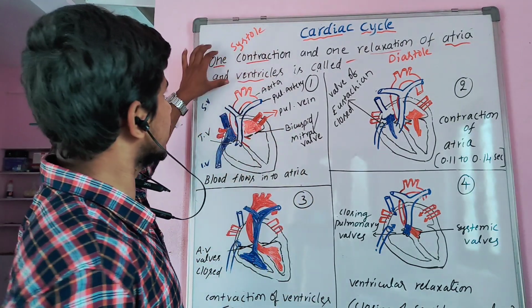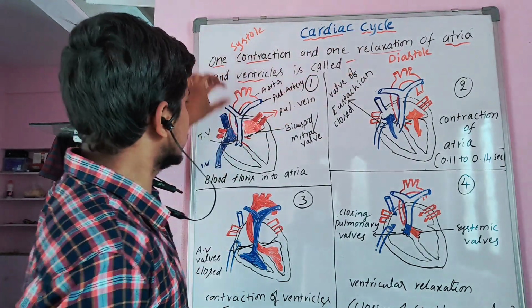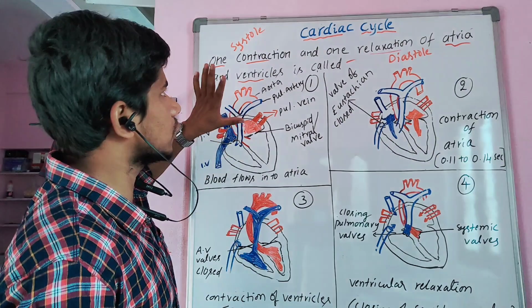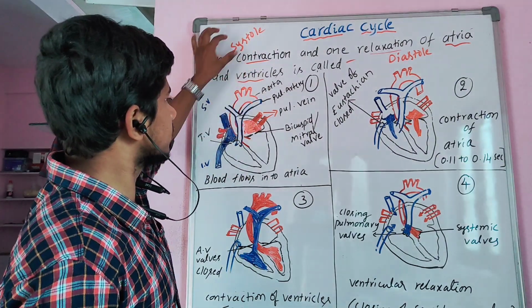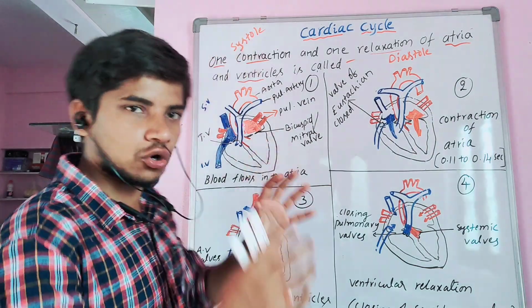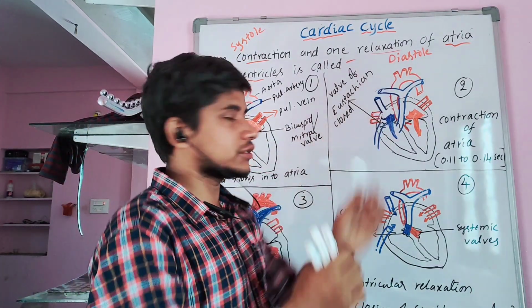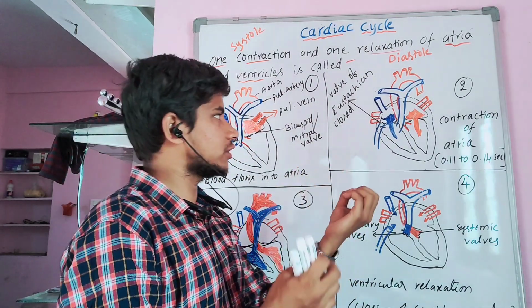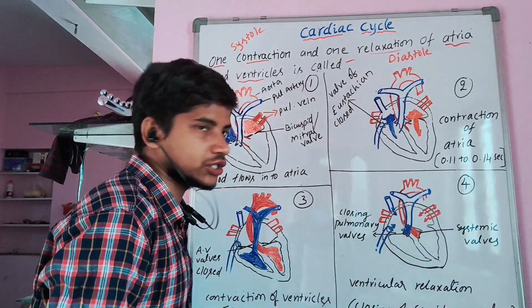Now the cardiac cycle is nothing but one contraction and one relaxation of the atria and ventricles. Here the contraction of the auricles or ventricles is called systole. Systole is the contraction phase. See, this is the contraction phase. And the relaxation phase is called diastole. When the chambers of the heart relax, that is called the diastolic phase.